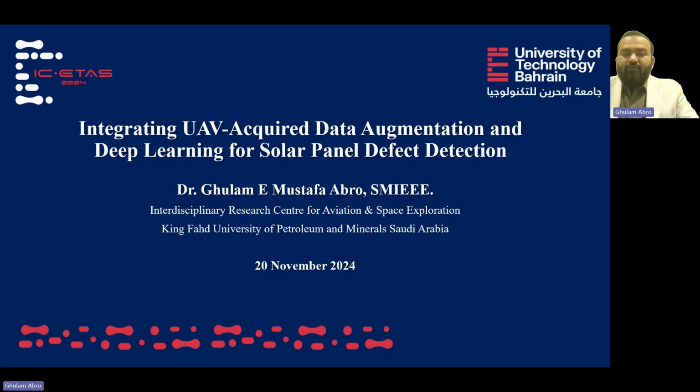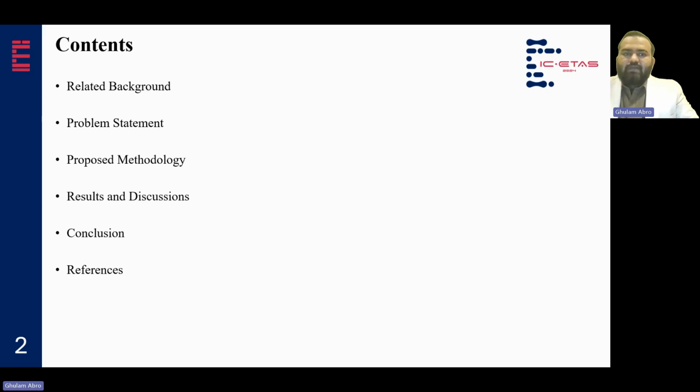The topic that I'm going to present today is paper ID 32, and its title is Integrating UAV Acquired Data Augmentation and Deep Learning for Solar Panel Defect Detection. The contents of this presentation are presented in a traditional way in front of you. First, we cover the related background. After that, we cover the problem statement. Then we propose our methodology along with results and discussions. Lastly, but not least, is the conclusion followed by references.